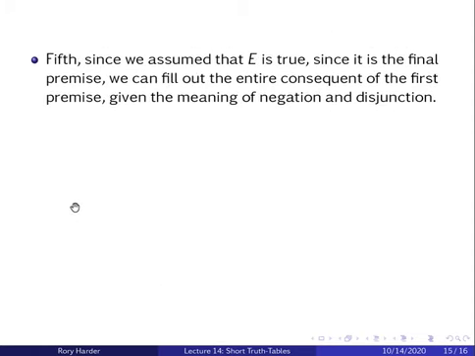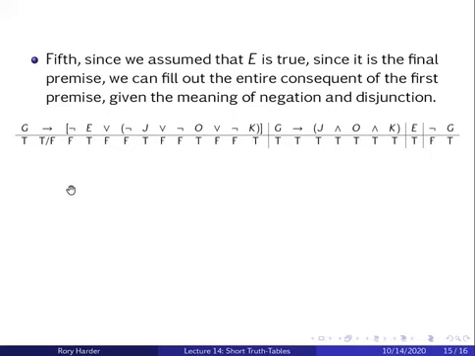Now, since we assumed E is true, because it's the final premise, we can now fill out the rest of the argument. Because E is true, we know that it's true under here, and we know that its negation is false. So the entire consequent of this conditional, which is the first premise, is a disjunction between not E, which we know is false, and not J or not O or not K, which we also know is false. So this disjunction here is false.